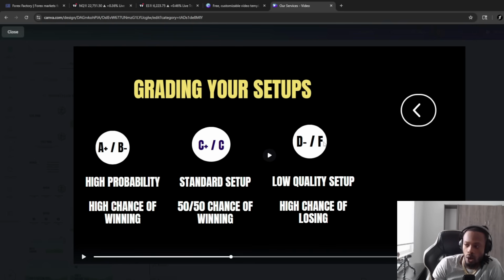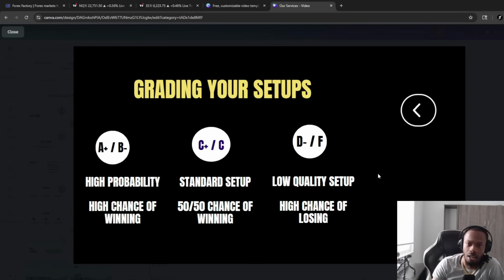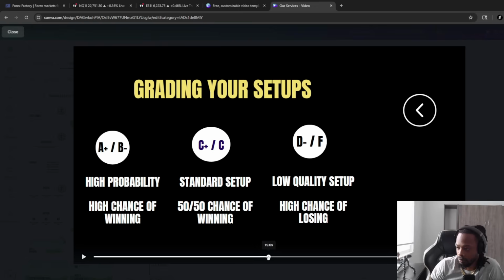Now let's talk about low quality, the D minus F setups. These are the high chance of losing type of setups: counter trend, trading before the news, etc. Again, I got slides on each of these categories, but I just want you to get an idea that you need to have a grading scale on when you should lower your risk, when you should increase your risk, when you should keep the risk the same. So let's go ahead and go to the next slide.